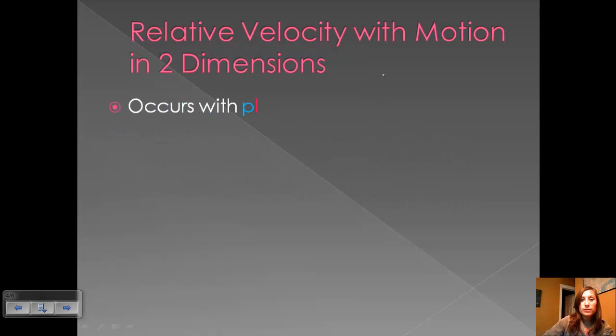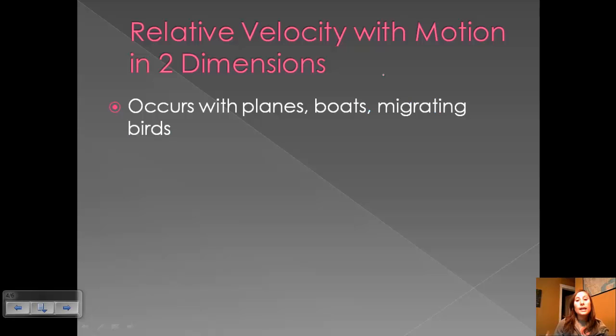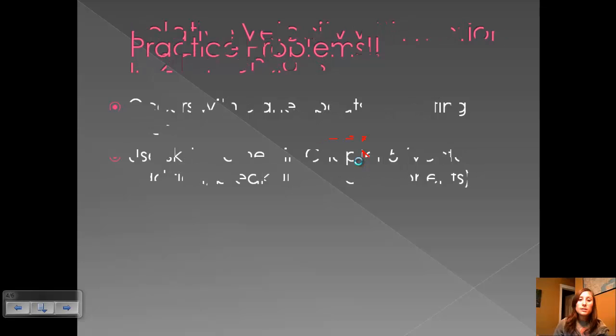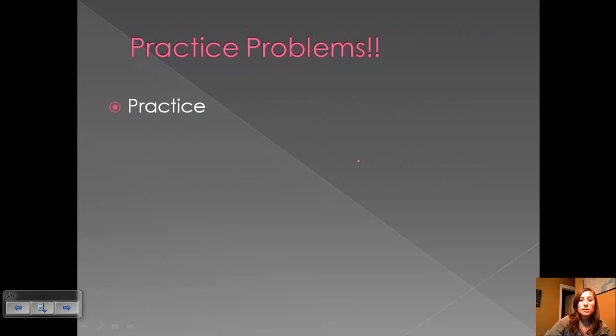Okay, and so like we kind of just hit on, you can have relative velocity with motion in two dimensions. This could occur with planes, boats, migrating birds. You could have a boat trying to cross a stream, and the stream is flowing this direction. And so we would break this up into components, and we'll do some examples of that. So you want to use the skills learned in Chapter 5, which involve vector addition and breaking things up into the components.